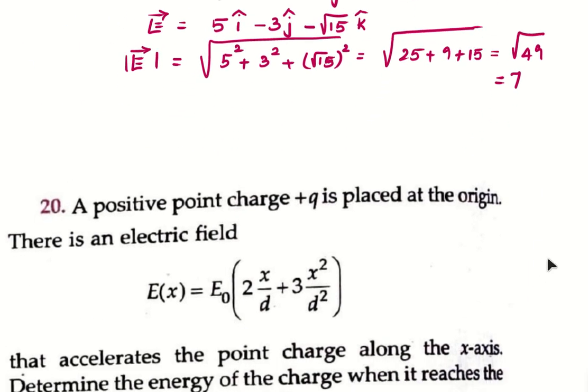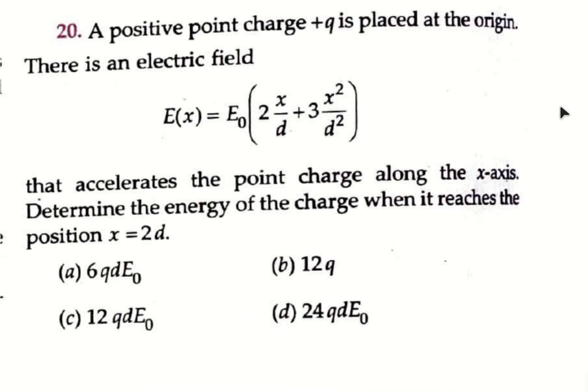So we learned the technique how to calculate electric field for the given potential. Now in this problem, the electric field produced by a point charge is given at a point, and we have to find out the energy of the charge when it reaches the position x equals 2d. So here the electric field is given and it accelerates another point charge along the x-axis. And we have to find out the energy of the charge at x equals 2d.